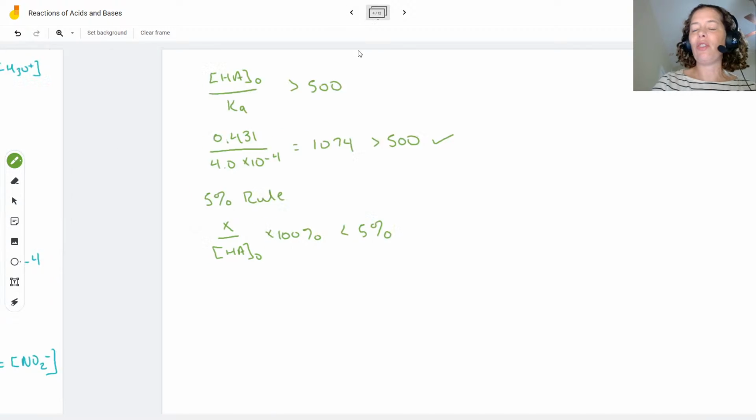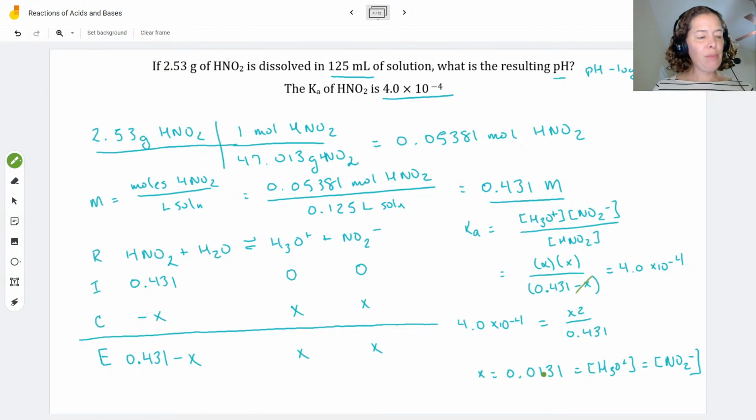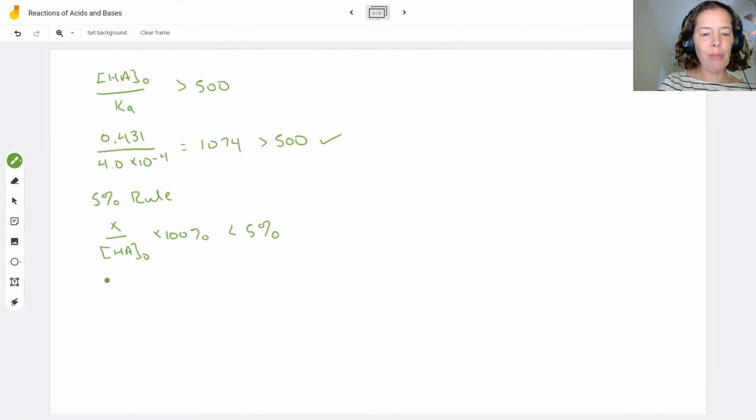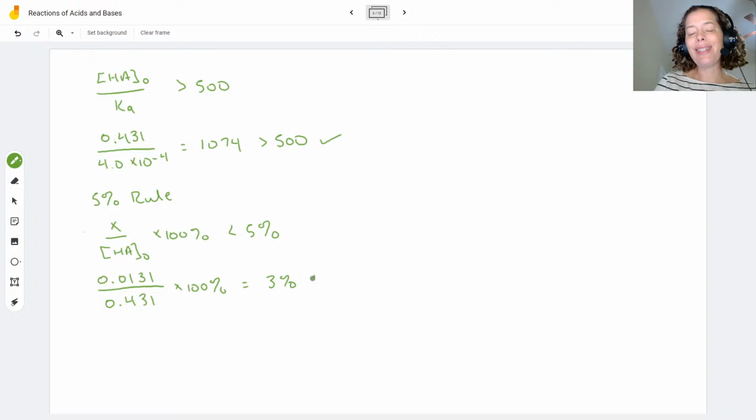All right, so we did just find our value for X. There it is, 0.00131, sorry. And we have our initial concentration of acid. Actually, I wrote it up here. It's right there, 0.431, multiplied by 100%. Okay, so if you put that in your calculator, you get 3%, which is less than 5%. So yes, our assumption is correct. It's fine that we drop that minus X. It's not going to change our calculation for pH.